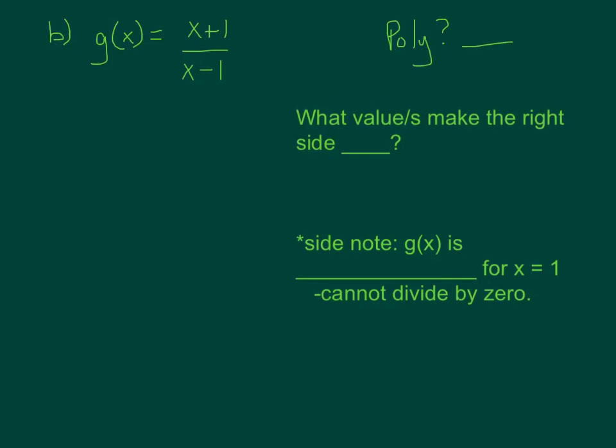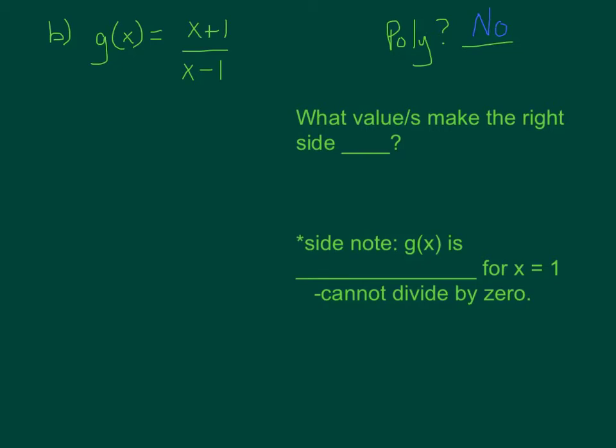So here's the next one. So this one's a little bit different than the last one we looked at. The first thing I want you to answer is: is g of x equal to (x plus 1) over (x minus 1) a polynomial? And the answer is no.